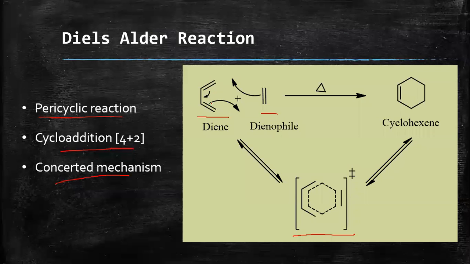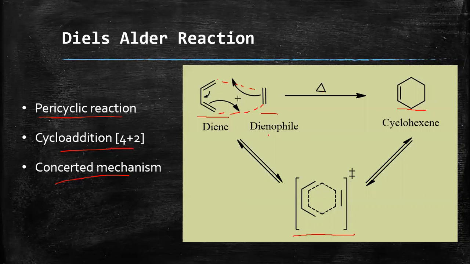So totally we have 3 pi bonds, and out of 3 pi bonds, one would be retained in the final product, and the 2 new sigma bonds will be formed like this from here and from here. 2 new sigma bonds are formed. The reaction occurs in thermal conditions. That's why we put the sign here.